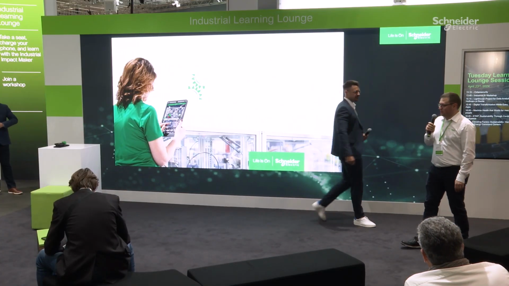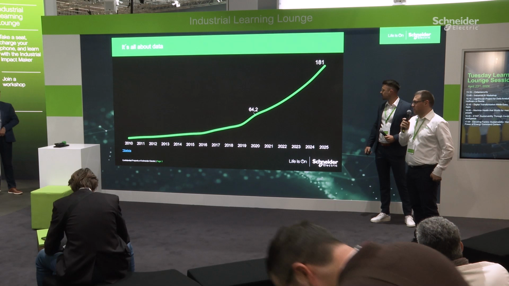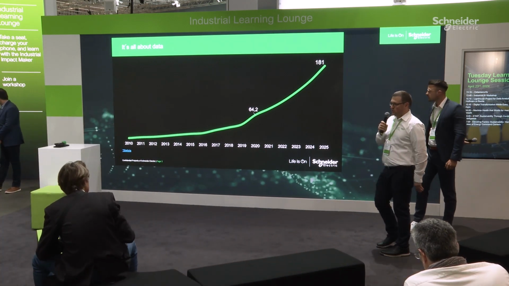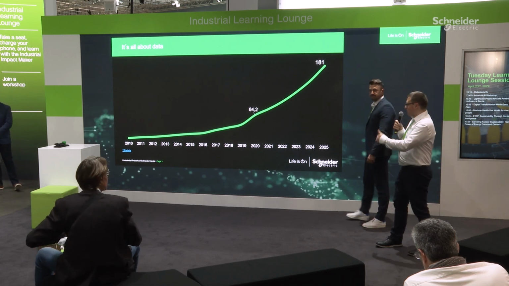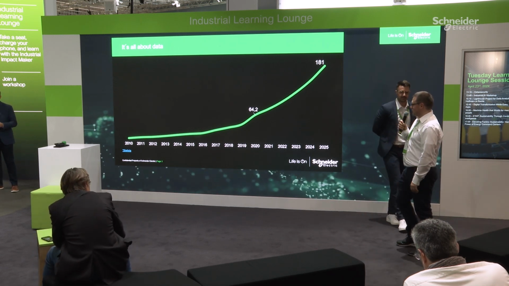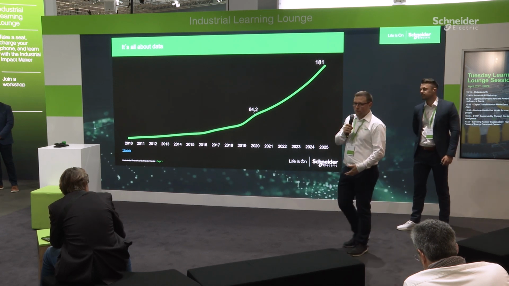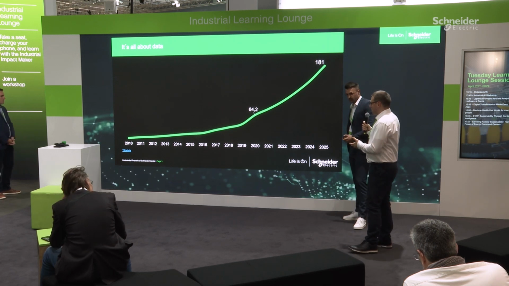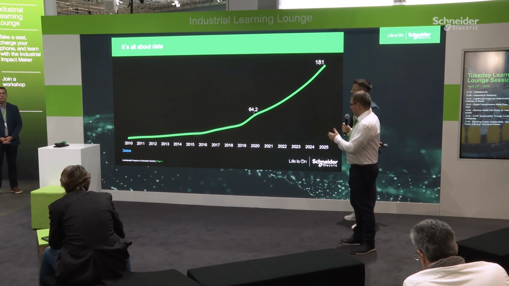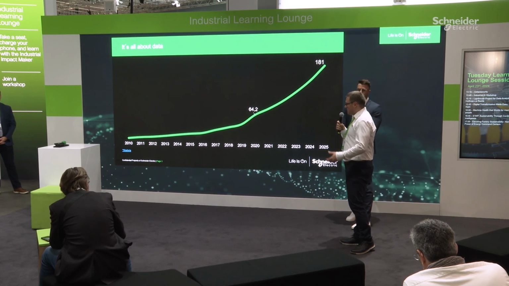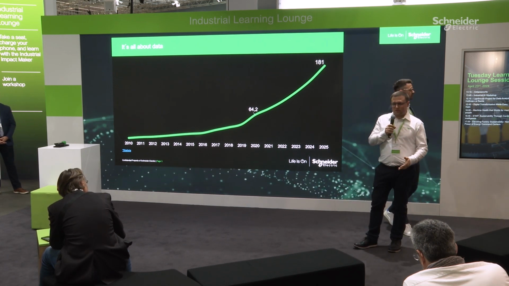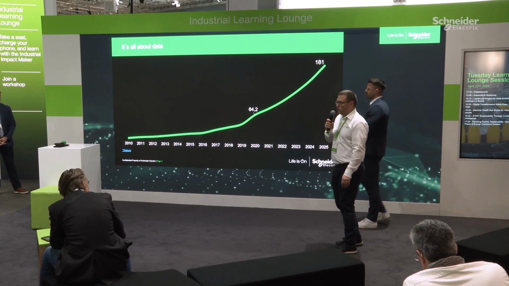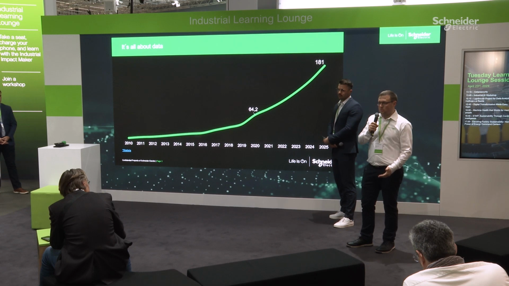So before we go into the details about the offering, we first need to talk about data. What you see here is not the Schneider Electric stock trend. It's about the data, how we are having an increasing amount of data over time. And this is just incredible if you look at that. In 2020 we had 64.2 zettabytes of data created in general. And if you look at 2025, we will almost triple that number.